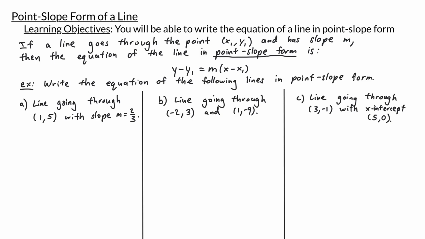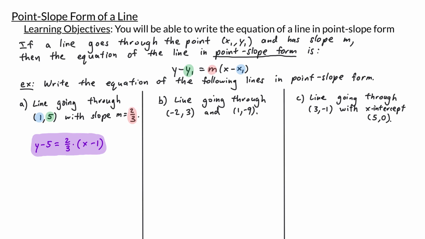In example A, we want to write down the equation of the line that goes through the point (1, 5) with slope m equals 2/3. Since we know both the point and the slope of the line, we can directly plug in the appropriate values into our point-slope form. The x-coordinate 1 is what we plug in for x1, the y-coordinate 5 is what we plug in for y1, and the slope 2/3 is what we plug in for m. So plugging those appropriate values in, we get the equation y minus 5 is equal to 2/3 times (x minus 1). And that's the equation of our line.